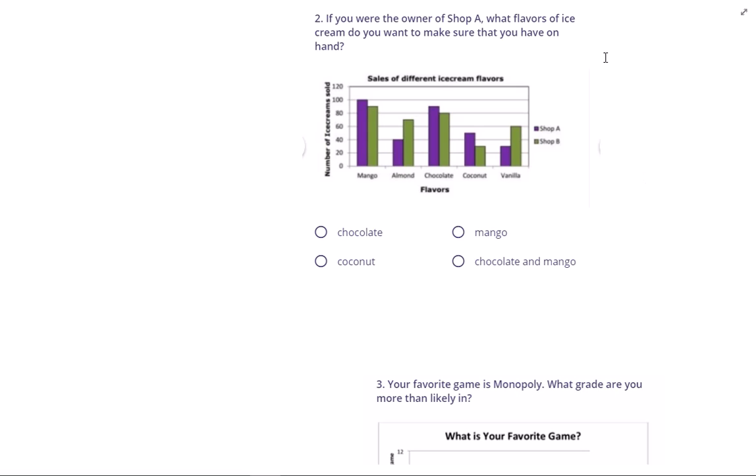So let's see what flavours of ice cream shop A is selling the most of. Well, vanilla, quite a small amount there, that's coconut, small again, almond, small again. The two tallest purple columns are for mango and chocolate, so these are the answers. Those are the flavours of ice cream that shop A should mostly have.